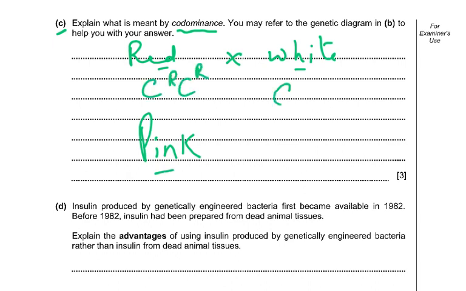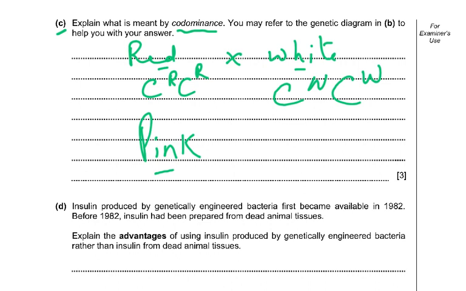CR and CW. And here we don't write capital R and small r because they are both dominant, means both show their effect. Like if you take red paint and mix it with white paint, you'll get a shade of pink. So red into white, pink. So a blood group A and a blood group B, and the children are blood group AB. So it's codominance, which means that there are two alleles and both are expressed, meaning both are dominant.